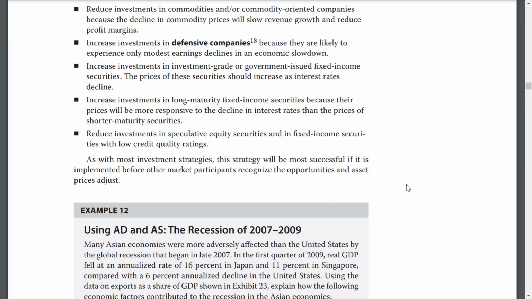Increase investment in investment-grade or government-issued fixed income securities. The price of these securities should increase as interest rates decline. Invest in long-maturity fixed income securities because their prices will be more responsive to the decline in interest rates than the price of short-term maturity securities. Reduce investment in speculative equity securities and in fixed income securities with low credit quality ratings. As with most investment strategies, this strategy will be most successful if it is implemented before other market participants recognize the opportunity and asset prices adjust.